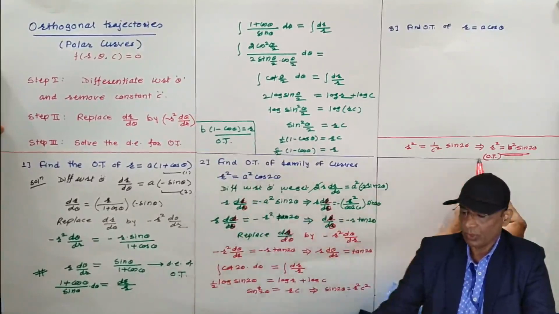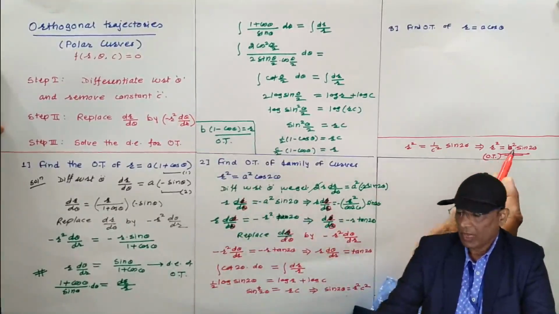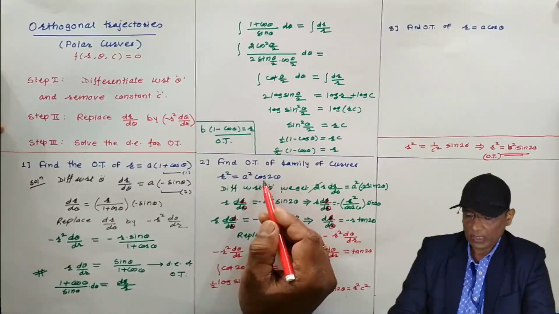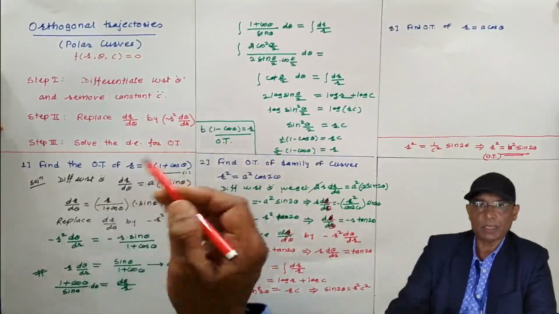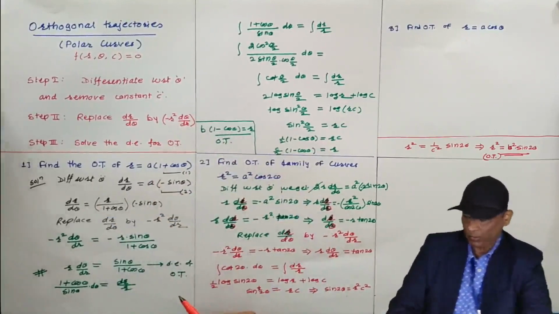So this is for you. This is for your homework. Start from here, you will get this orthogonal trajectory. Okay, simultaneously you are getting a homework problem also.